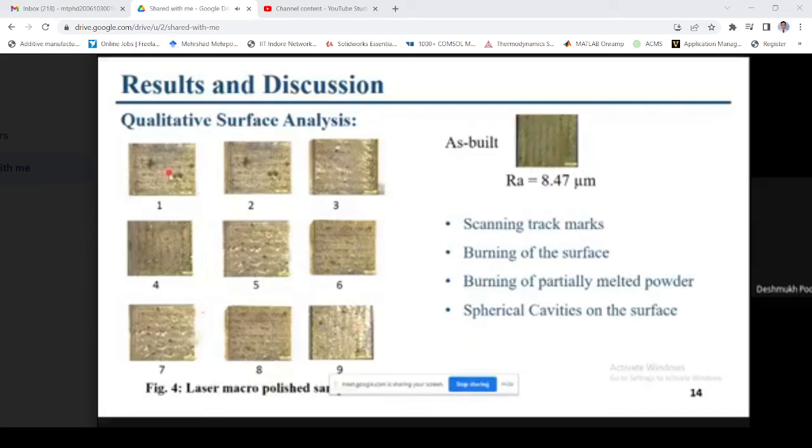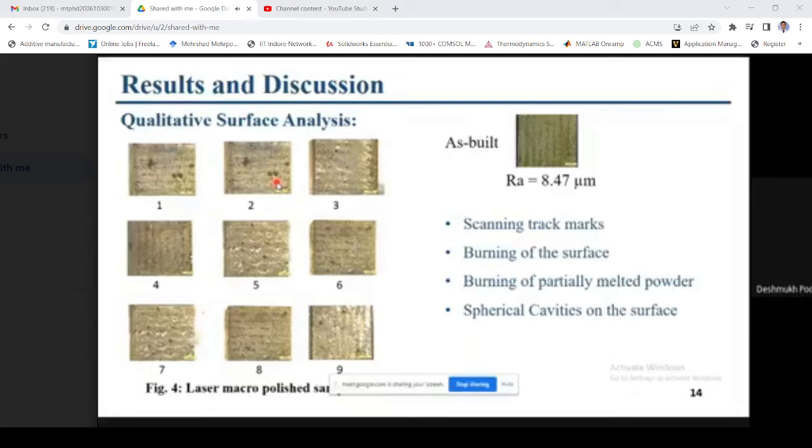When we see the macro polished samples, the scanning track marks are still visible but in a lesser amount. Also there is burning of the surface, and burning of the partially melted powder is observed on the surface. This can be avoided by using an argon gas environment, as argon gas shielding avoids the burning and oxidation of the surface. Next are the spherical cavities on the surface. These are due to the fact that when the material is melted, some impurities get burned from the surface, and as the suction system was not effective, these again fall down onto the surface.